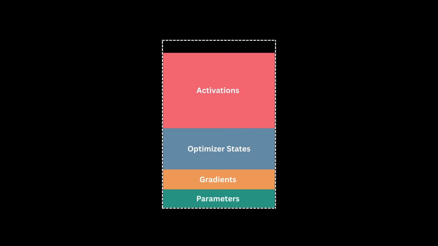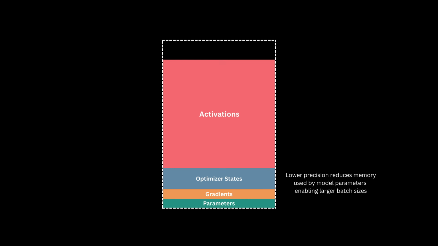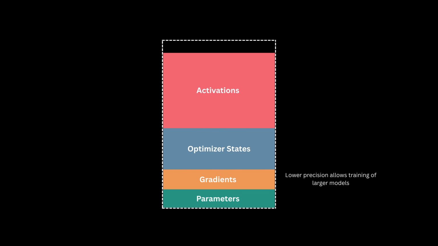If we switch to a lower precision format, say float16, each value now uses just 16 bits. That's half the memory per tensor element. This means we can now either fit larger batch sizes into the same GPU memory, and larger batch sizes often lead to smoother gradient and faster convergence, or we could fit larger models that previously would have caused out of memory errors. The next advantage is speed.